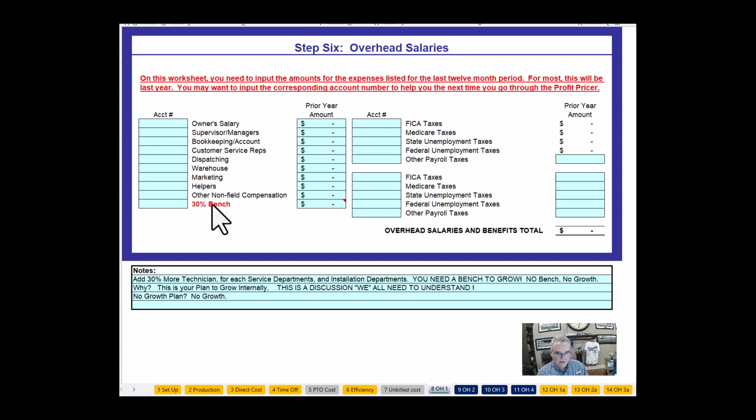We got 30% more technicians than we actually need. So if we got 7 techs, you need 10 because you got 3 on hold. Now, the other thing is those other 7, when they go on vacation, now somebody on the bench picks up and covers that guy on vacation. That is all profit for the company.